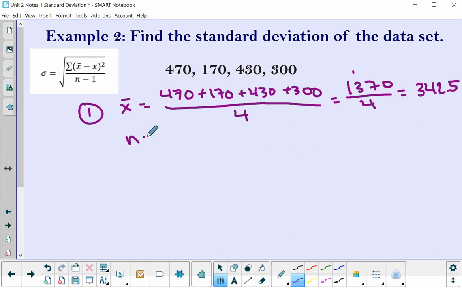I obviously know that my n is equal to 4. Okay, so then the next step, step number 2, I'm going to just subtract the mean minus the data and go from there. So 470.